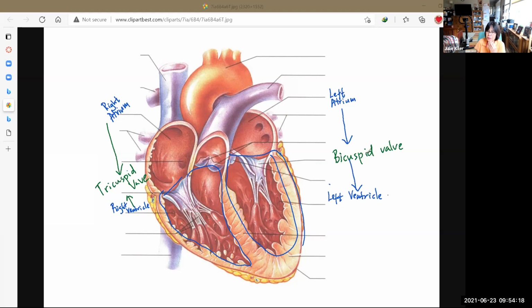Now, what's the other name of the bicuspid valve? What's the other name? Start with the letter M.